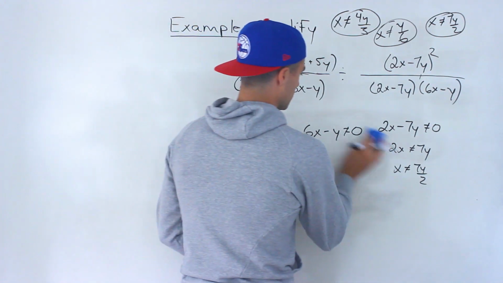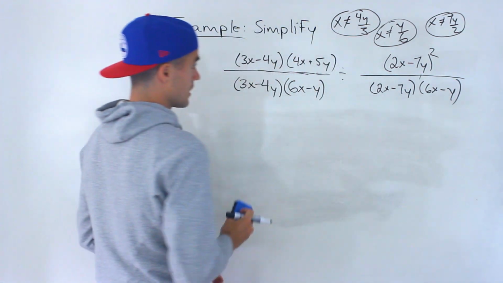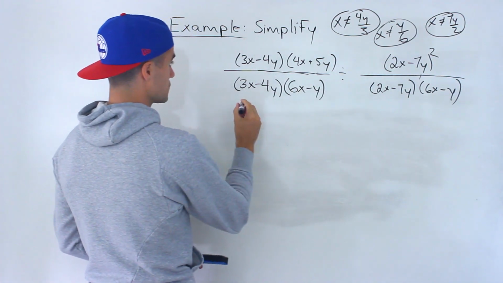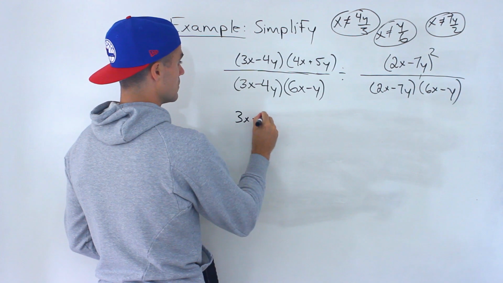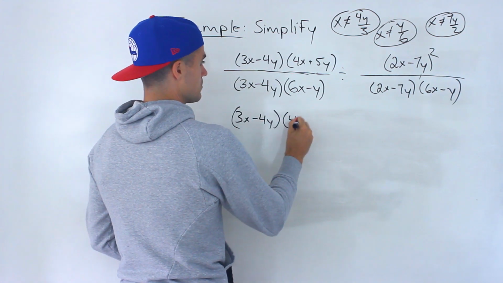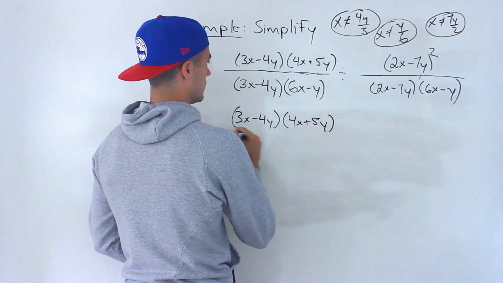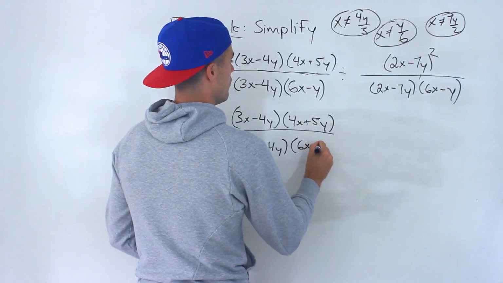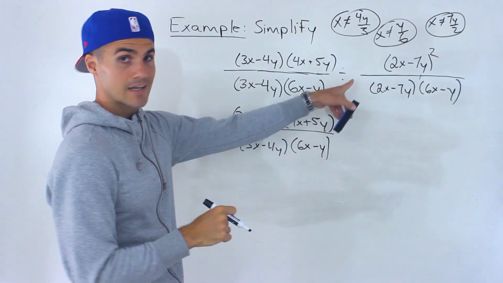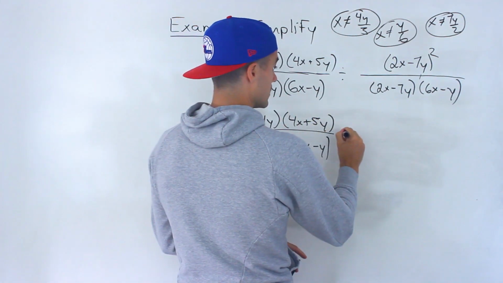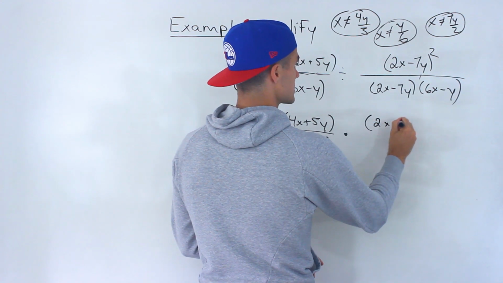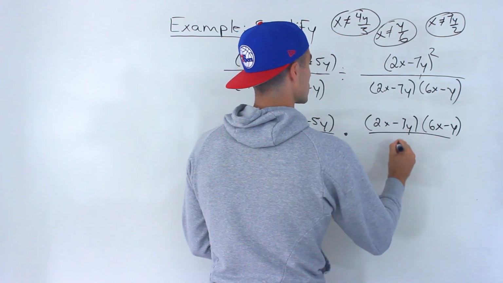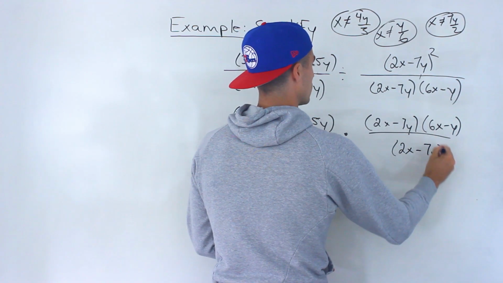And now finally, what we can do is we can get to simplifying this. So here we're dividing. So what we want to do is we want to flip that. So I'm going to write everything out. It's a bit of a pain, but it's all good. So this first rational expression we're going to write as is. Here, we're going to flip that, and then we're going to multiply. So we're going to have 2x minus 7y, 6x minus y, all over 2x minus 7y squared.